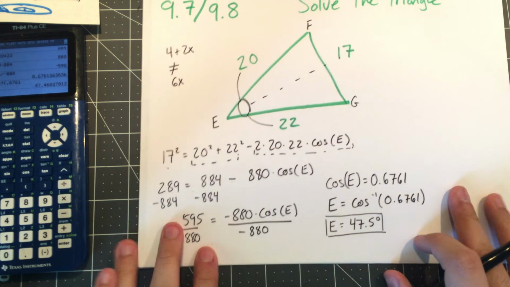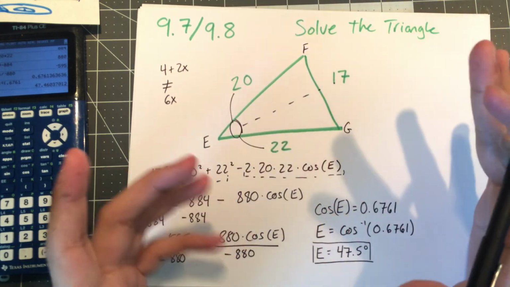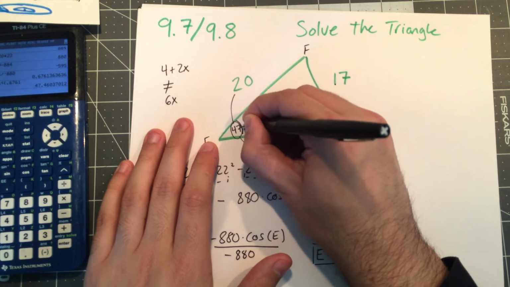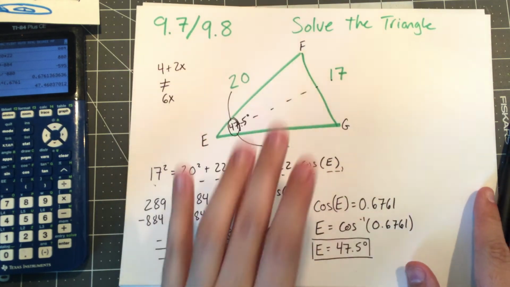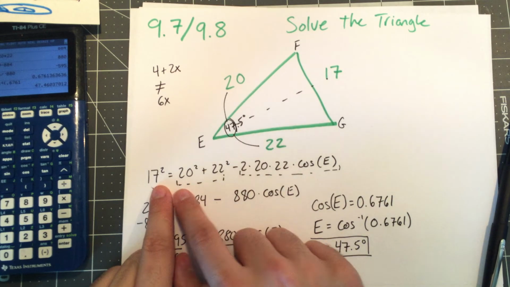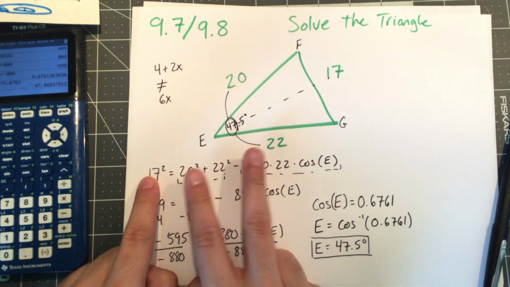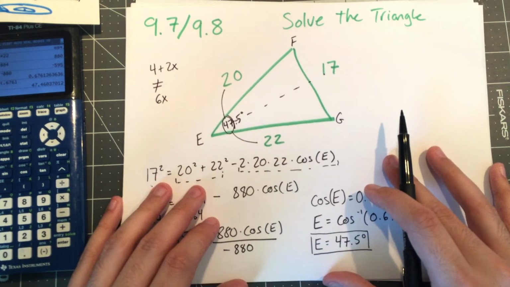So I have a couple options now. I need to find F and G. Remember, we're solving this triangle. We're finding everything that's missing. I know one of these angles, 47.5, and I could do this whole thing again with a different number here. I could say the 20 now goes here, and then 17 and 22 are here. I'm not going to do it that way. I'm going to show you law of sines. We talked about it earlier.